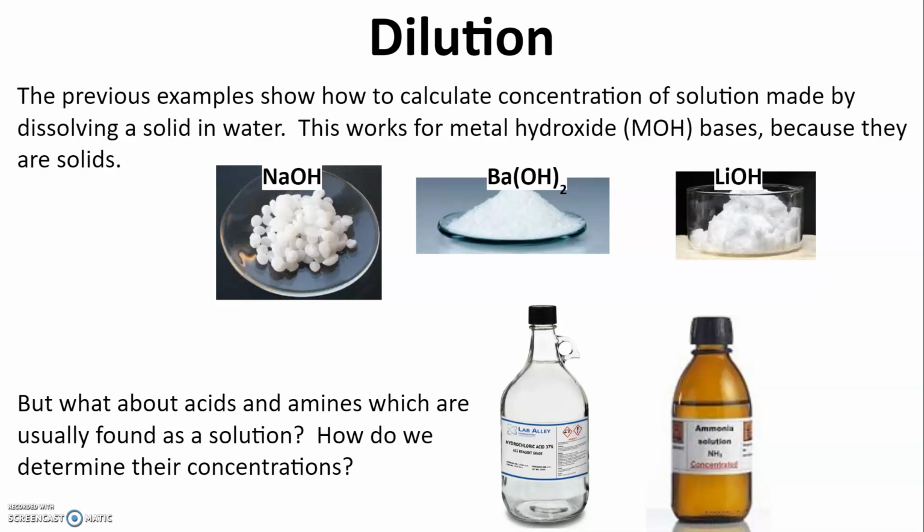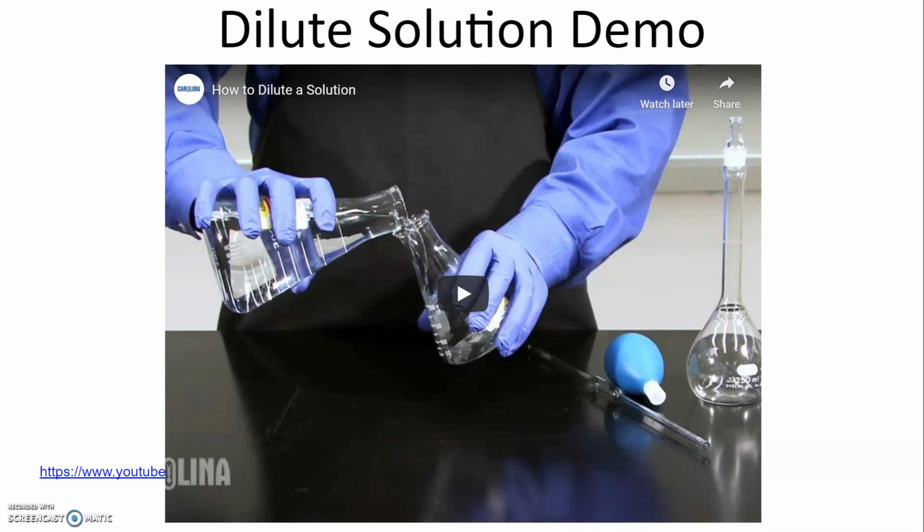So in this case, what we do is we use dilutions. Because usually what happens is if you purchase these chemicals from a company, they're usually in really concentrated solution and you want to dilute them. And then once you dilute them to the concentration that you want, you'd have to actually calculate the concentration that you get. So we're going to learn how we can dilute solutions. What's the proper way to do it?